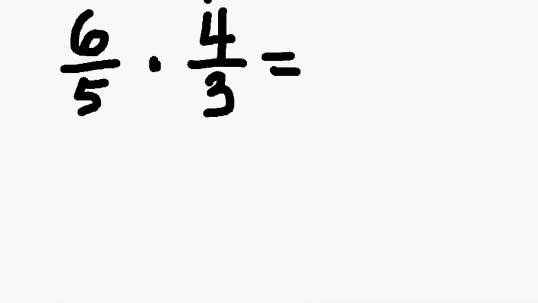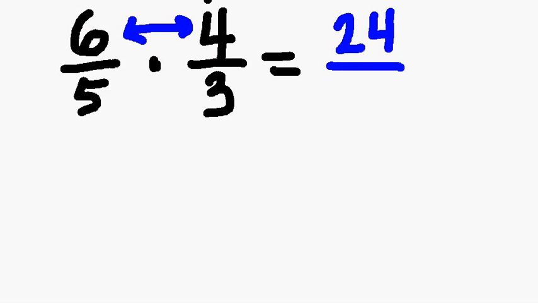So now we're going to try multiplying 6/5 times 4/3. Just like before, the first thing that we'll do is multiply the two numbers in the numerator together. That gives us 24. Now we'll multiply the two numbers in the denominator together to get 15.